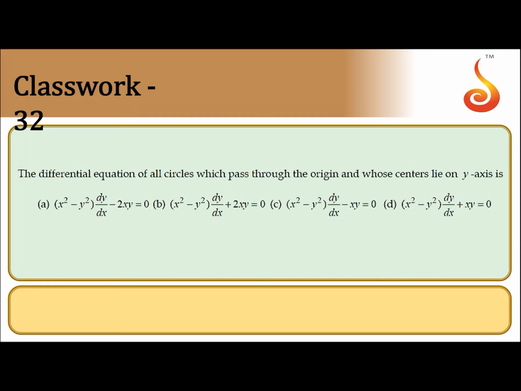Coming to the next one, the differential equation of all the circles which are passing through origin and whose centers lie on y-axis. If you consider a general circle, x square plus y square plus 2gx plus 2fy plus c equals 0, center lies on y-axis means g must be 0. Passing through origin means c is equal to 0. So I can take x square plus y square plus 2fy is equal to 0. There is only one parameter.